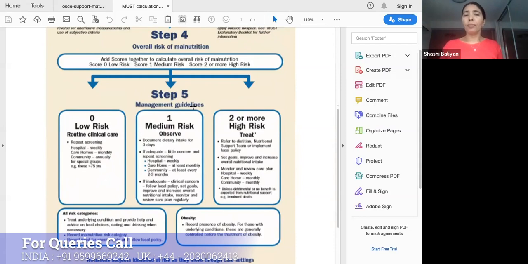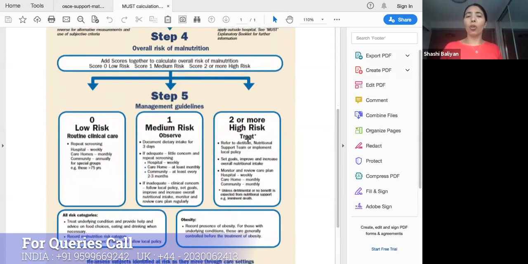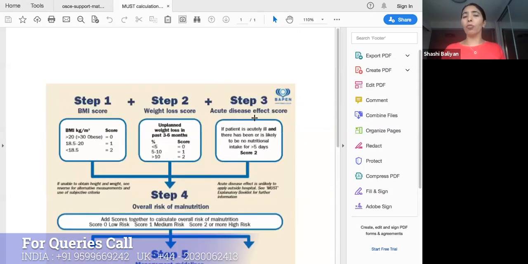Because if you are in the community, obviously it means that you are eating and drinking. You will be eating and drinking something. So the step 3 acute disease effect score is always going to be 0. It is possible that if you are obese, or your BMI is too low, then you might get a score of 1 or 2 from that, but the step 3 acute disease effect score is always going to be 0.